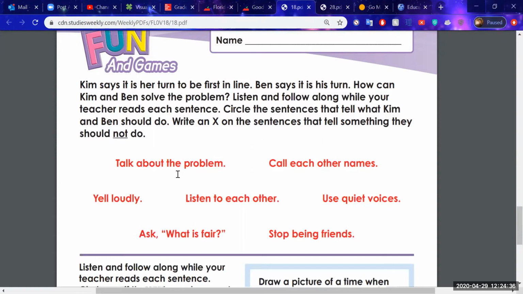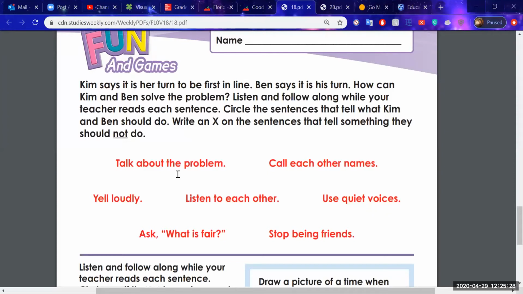Kim says it is her turn to be first in line. Ben says it is his turn. How can Kim and Ben solve the problem? Can they talk about the problem? Yes or no? Can they call each other names? Yes or no? Can they yell loudly? Can they listen to each other? Can they use quiet voices when talking with each other? Should they ask what is fair? Or should they stop being friends?